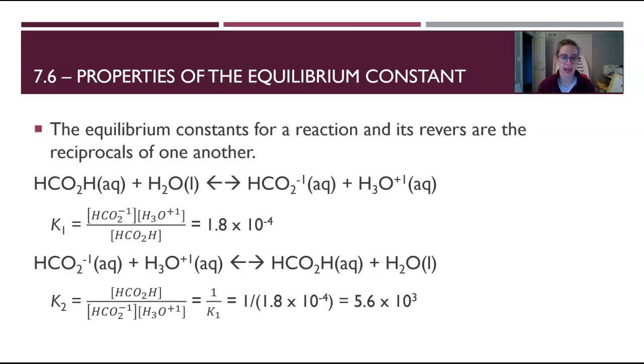When you reverse the reaction, since your reactants are now your products and your products are now your reactants, we have to take the reciprocal of our K value. So we swap what's on top and what's on bottom. And so you can do 1 divided by your original K, which in this case would be 1 divided by 1.8 times 10 to the negative 4th, which gets you 5.6 times 10 to the 3rd.